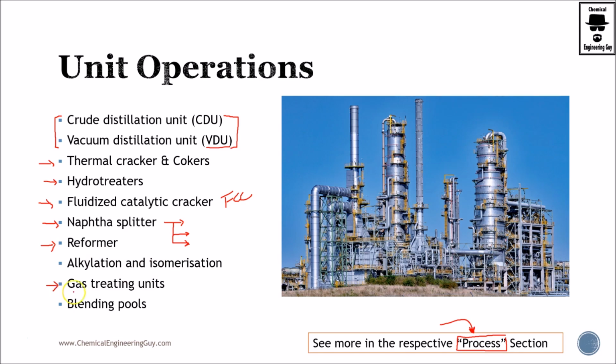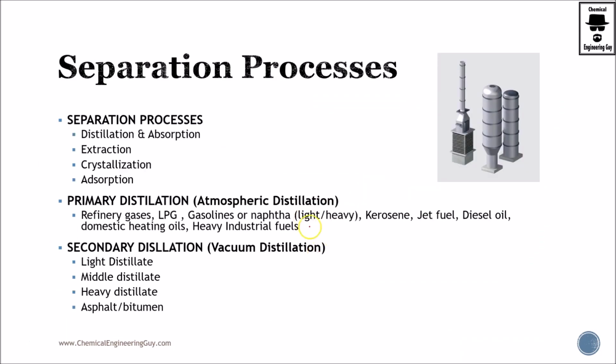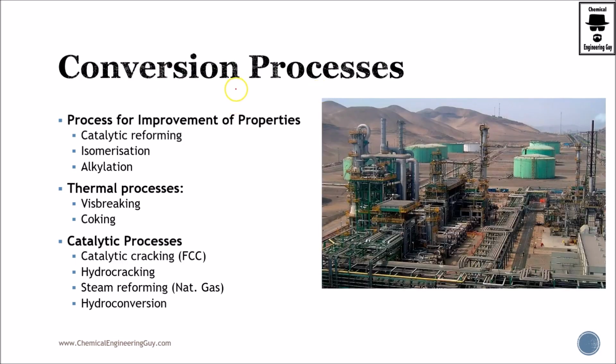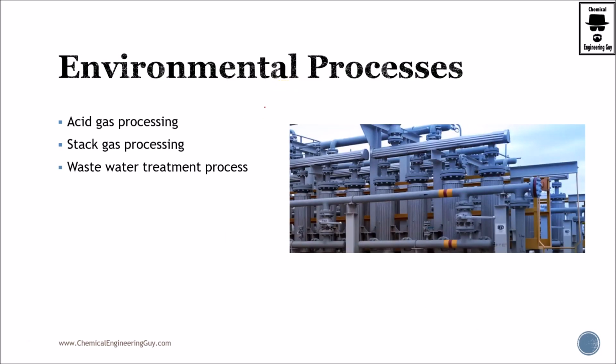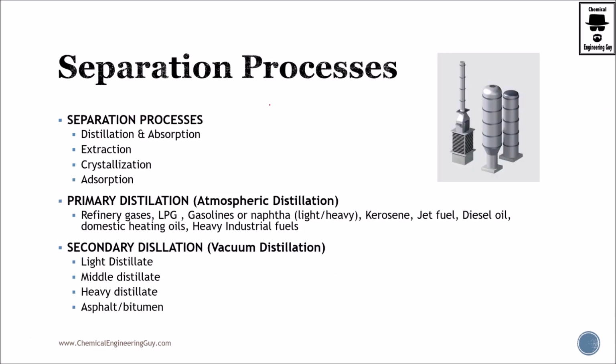We have byproducts which are going to be treated in the gas treating units, and of course blending pools. A blending pool is nothing more than a storage tank which accepts several products, then blends them in order to achieve final specifications of the product. And I want to show you several types of processes found in this refinery: separation processes, conversion processes, finishing processes, and environmental processes. Those are the main processes that you're going to encounter in a petroleum refinery.